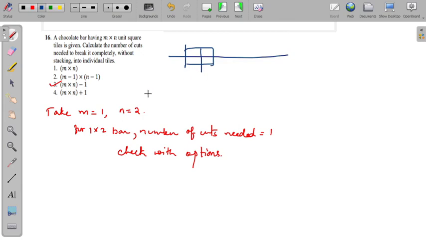So we have to take a particular case, take m equal to 1, n equal to 2. So one row and two tiles here. For a 1 by 2 bar, the number of cuts needed is only 1. It will be broken into two pieces.